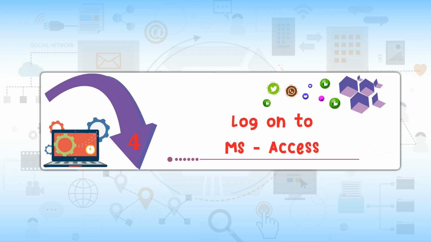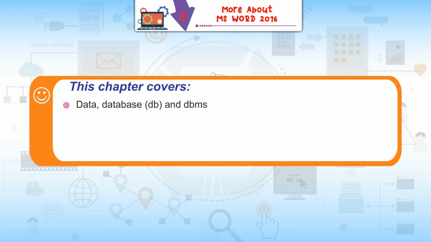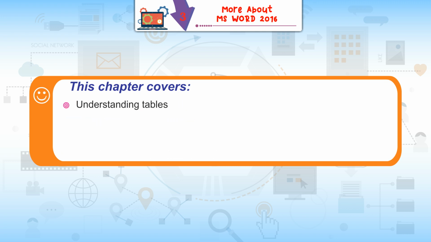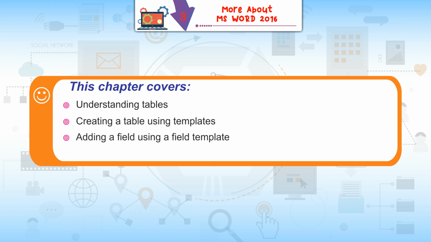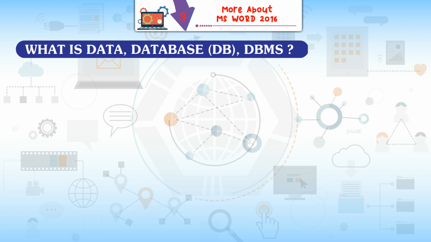Chapter 4. Log on to MS Access. This chapter covers data, database, DB, and DBMS. What makes up a database? Meaning of MS Access. Components of the MS Access window. Understanding tables. Creating a table using templates. Adding a field using a field template. Save a table.